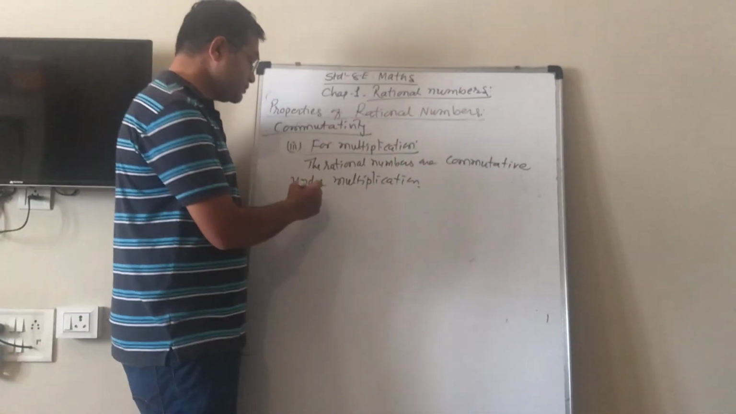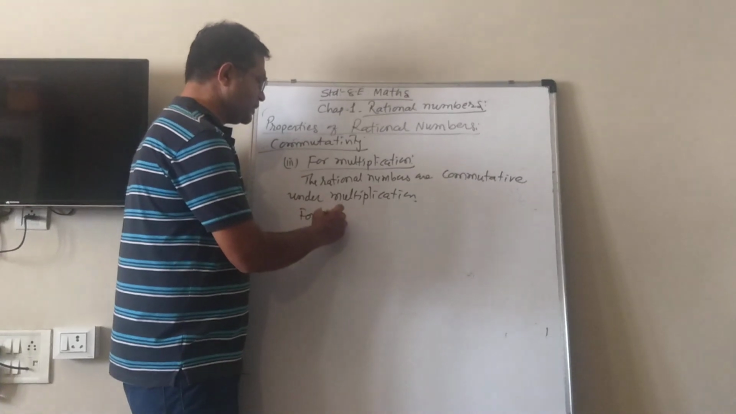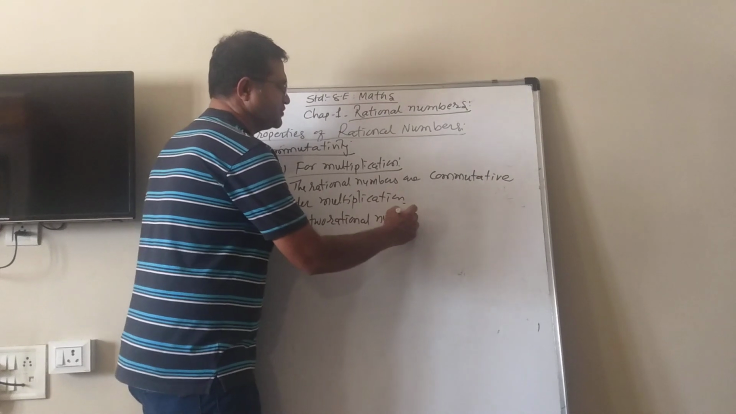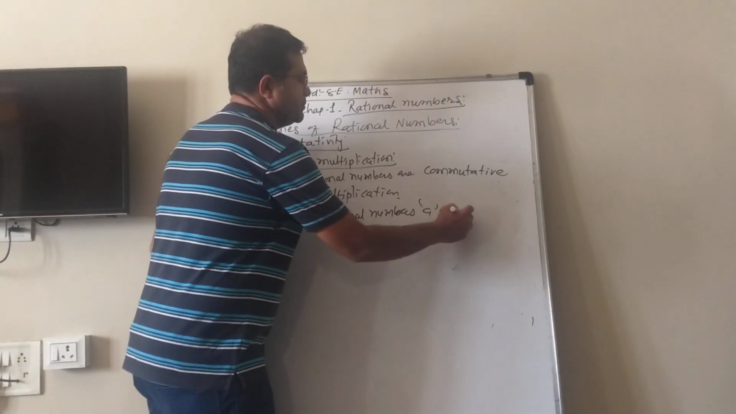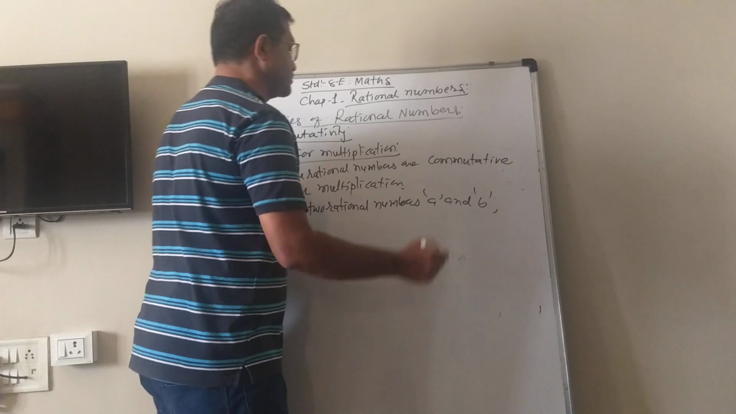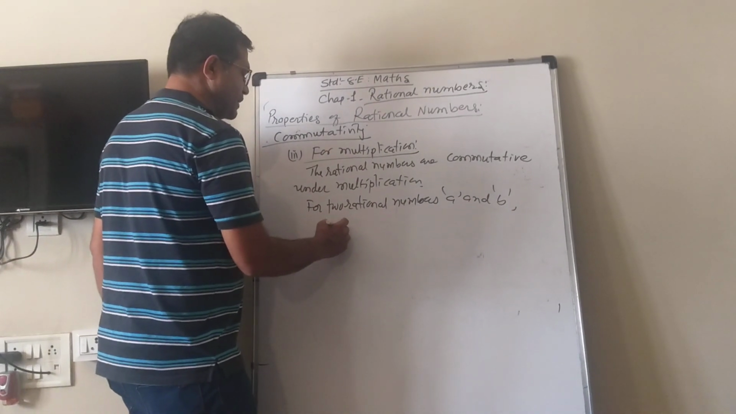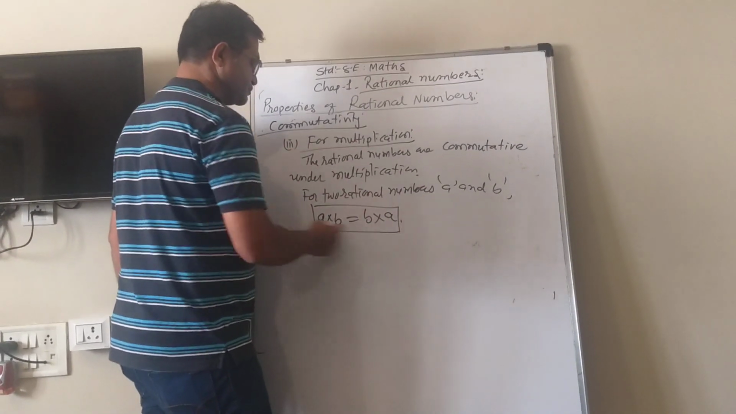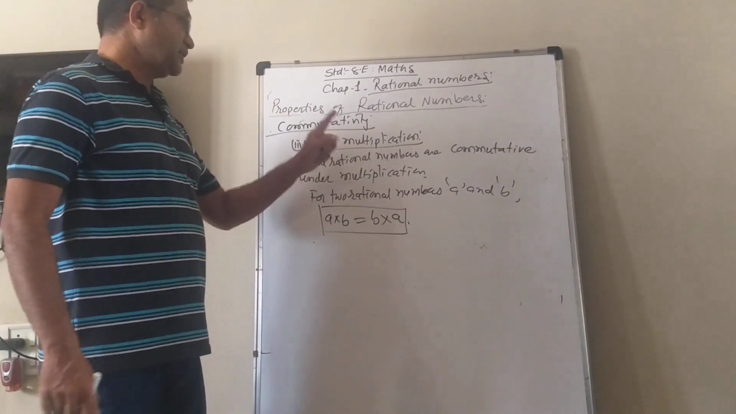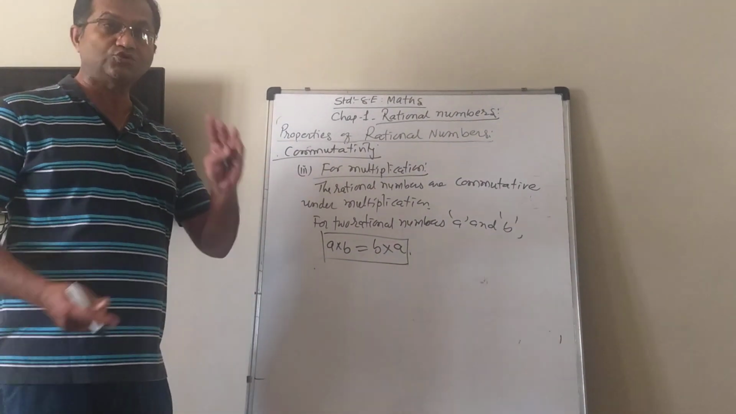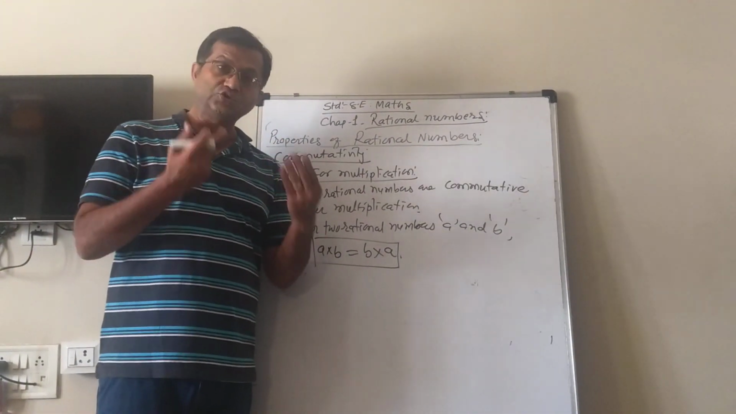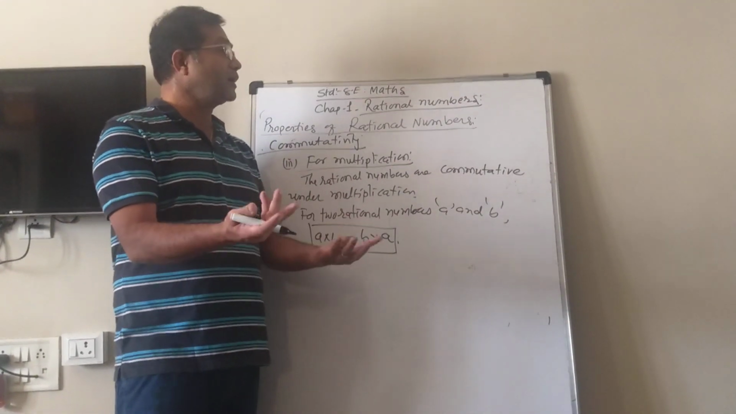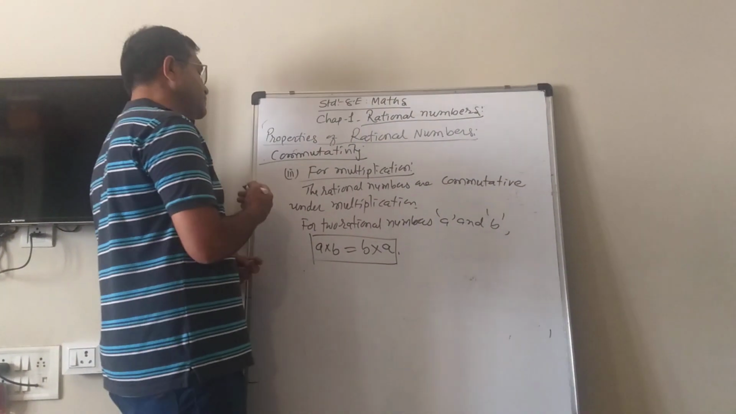So we can write down here for two rational numbers A and B, A multiplied by B is equal to B multiplied by A. It means that the rational numbers are commutative, means you can multiply two rational numbers in any order, A multiplied by B or B multiplied by A.